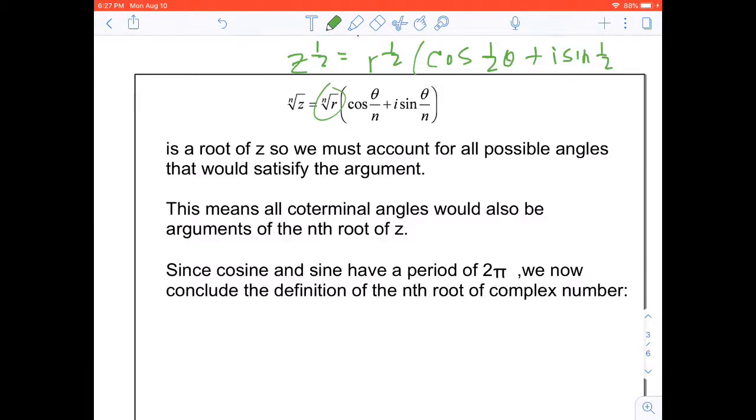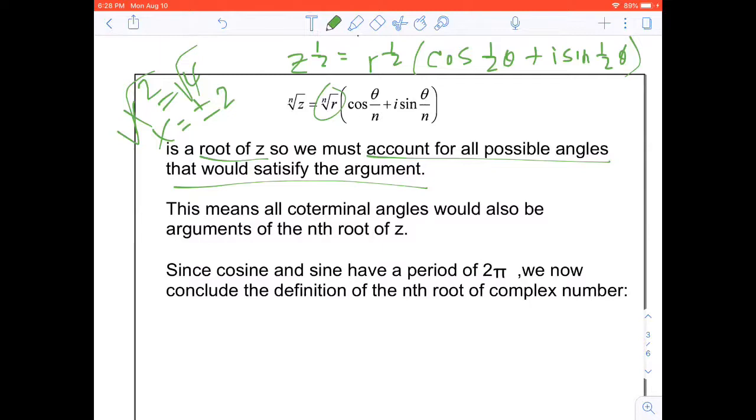Okay, I was just picking 1/2, friends, as some arbitrary rational number that you were comfortable with. But here's the problem. You're talking about roots, not powers. So we have to account for all possible angles that would satisfy that argument. Think about when you take the square root of 4. If I have the equation x squared equals 4, and I take the square root of both sides, it's not just 2, it's plus or minus 2. We have to account for all possible angles that satisfy the argument.